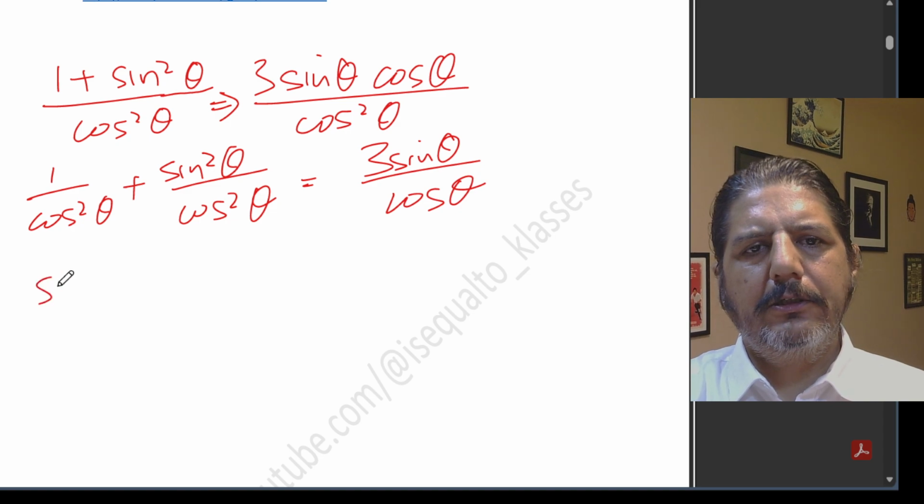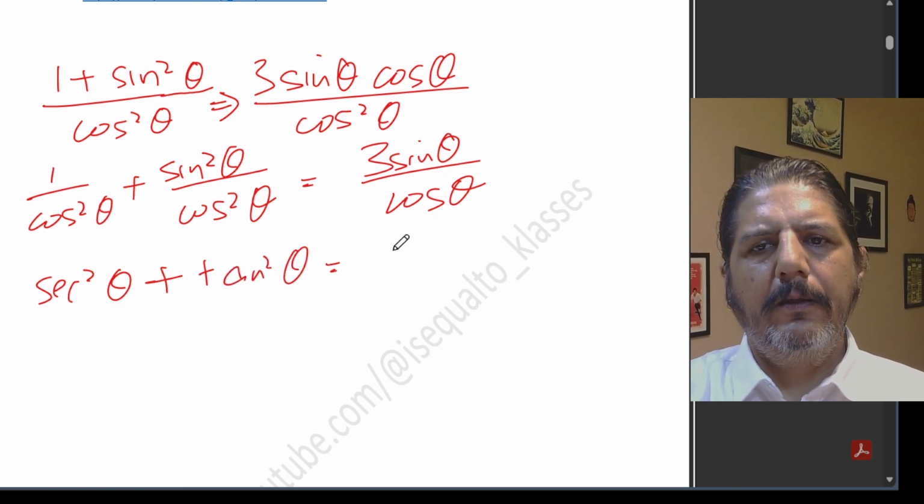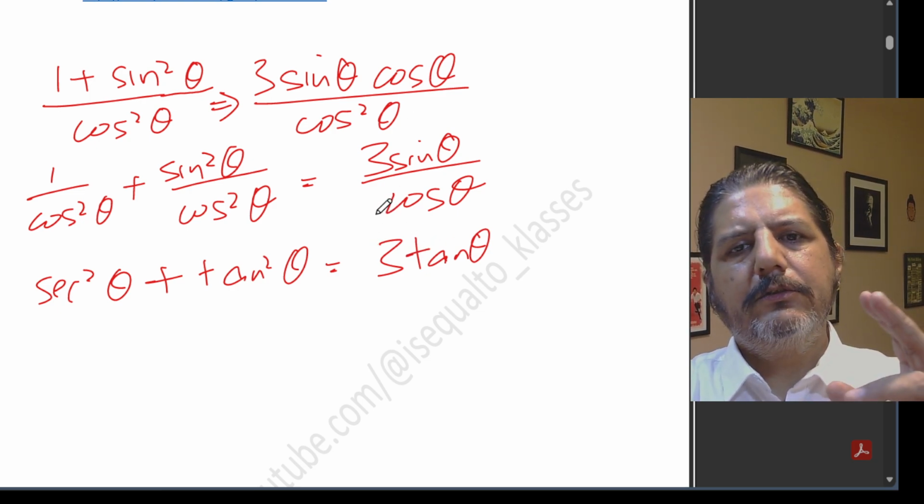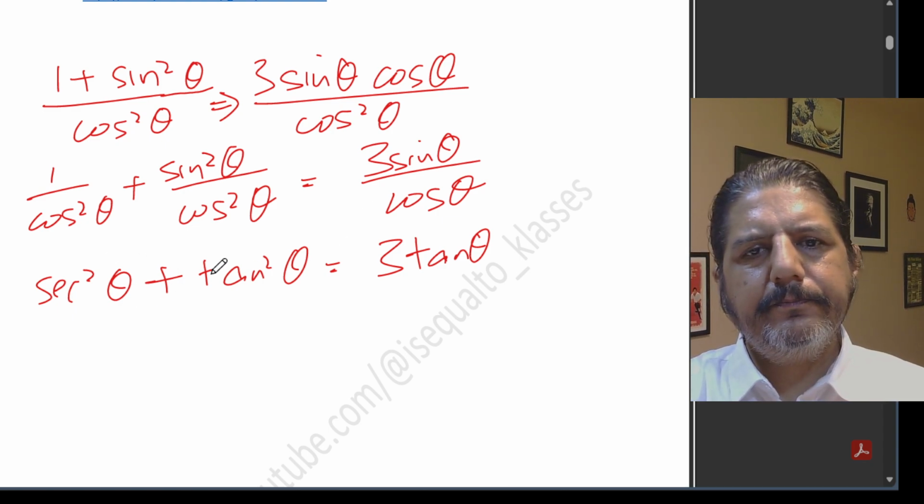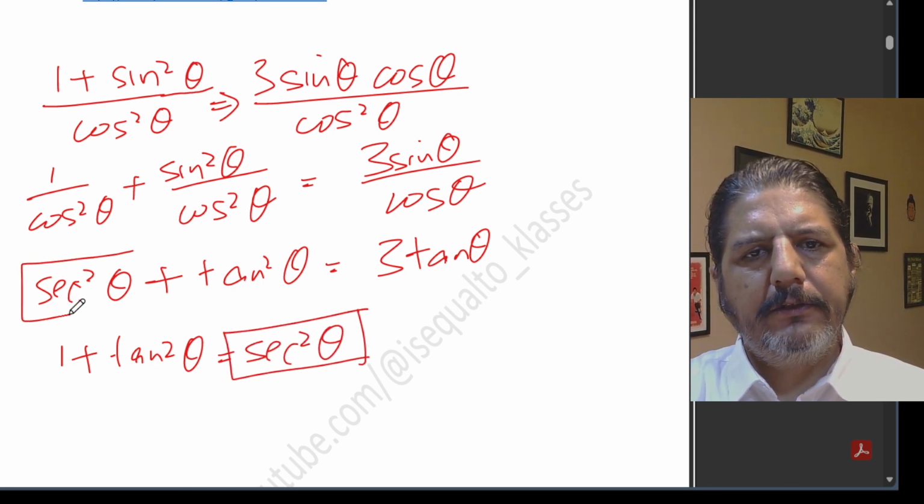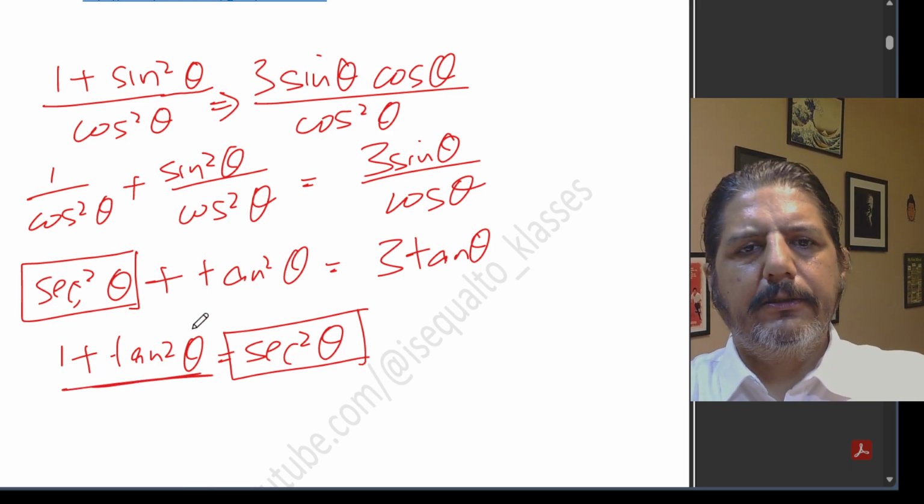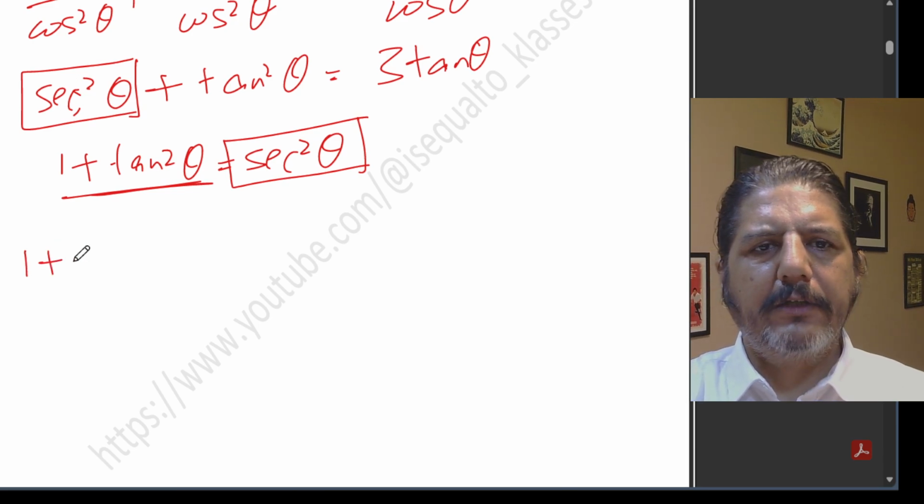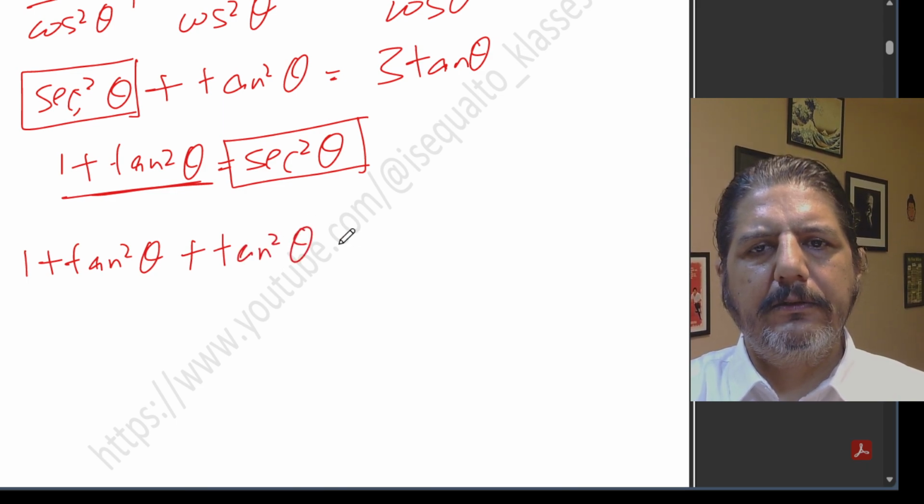1 upon cos square theta is equal to secant square theta, plus tan square theta equal to 3 tan theta. Now, slowly you will understand that this is becoming a quadratic equation. Why? Because 1 plus tan square theta is equal to secant square theta. So, I can replace this secant square theta by 1 plus tan square theta. So, this will become 1 plus tan square theta plus tan square theta would be equal to 3 tan theta.